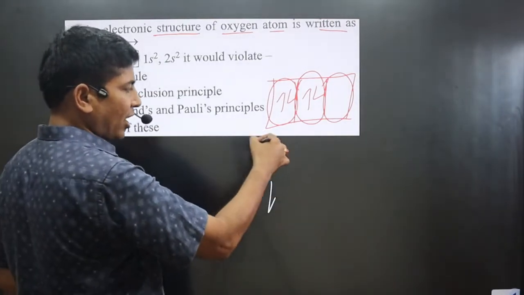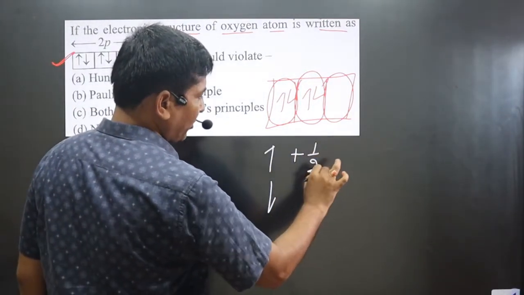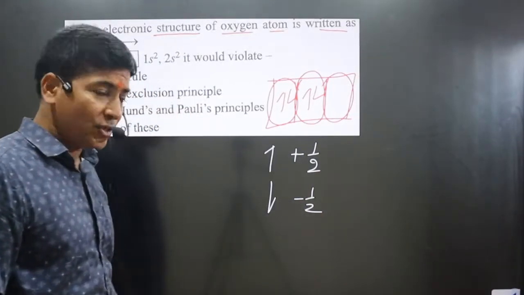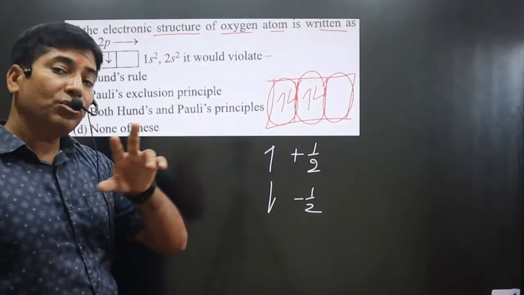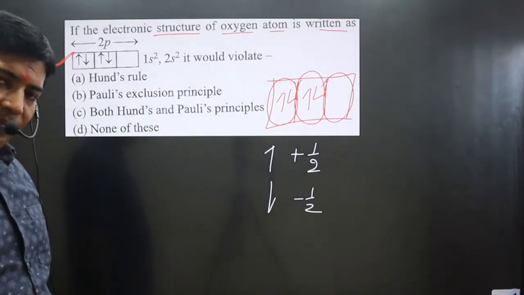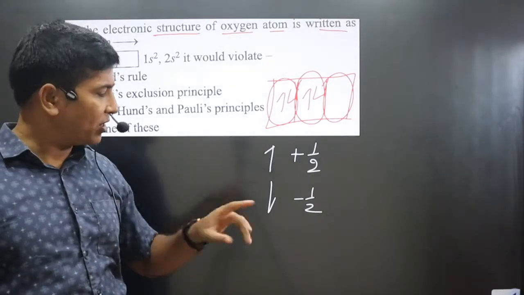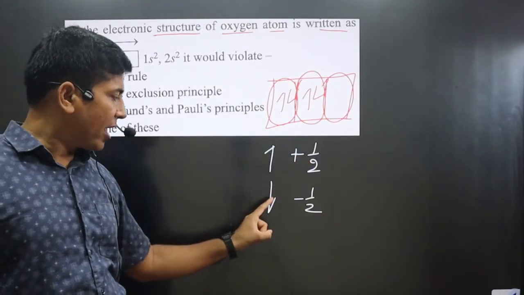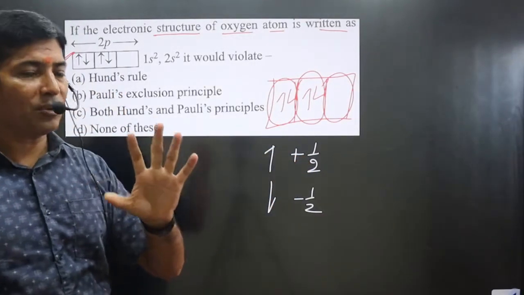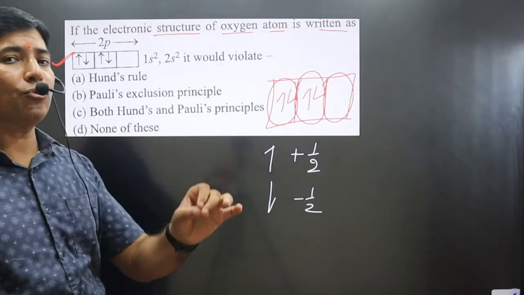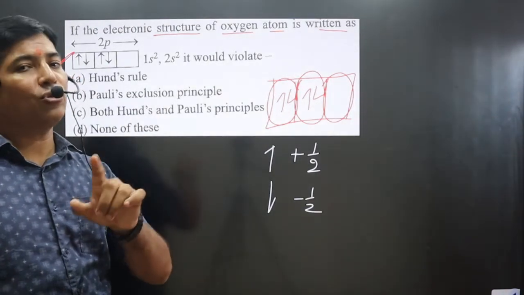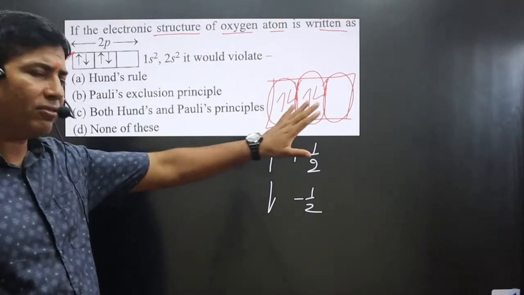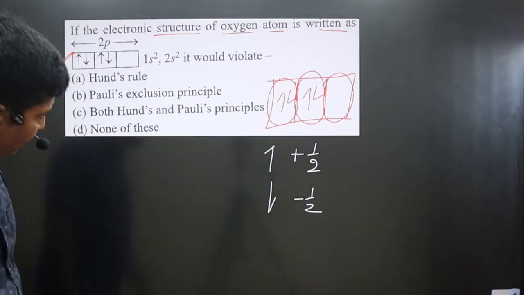So for the clockwise rotation the S value will be plus half, and for the other the S value will be minus half. So it follows the Pauli exclusion principle, because one spin shows a different spin quantum number value from the other. The condition is that no two electrons in an orbital should have all four quantum numbers the same, so it follows the Pauli exclusion principle.